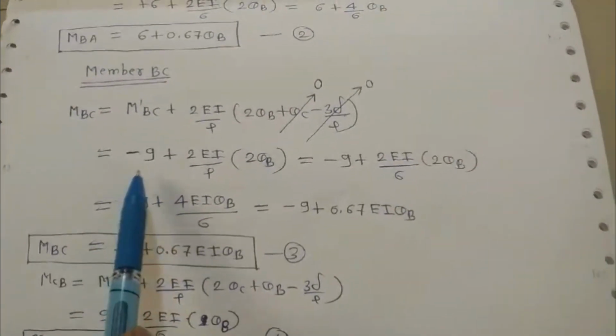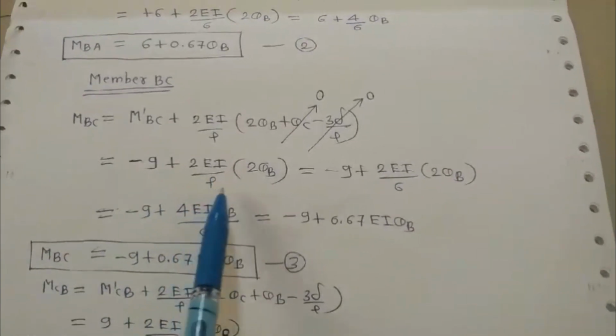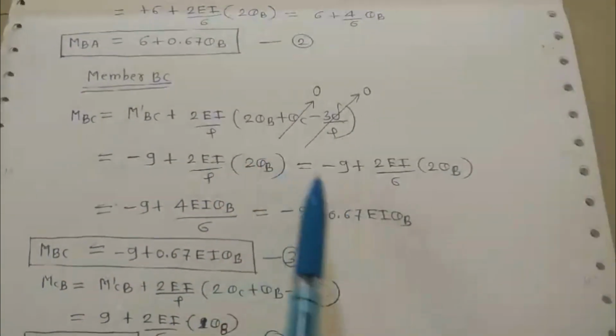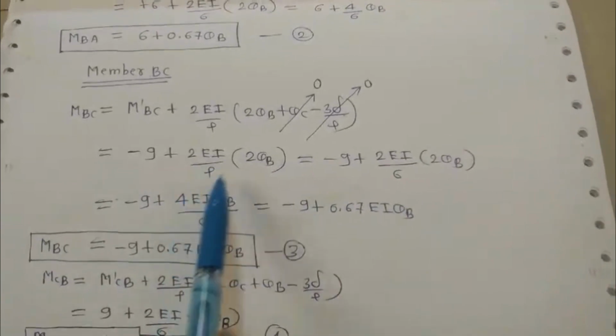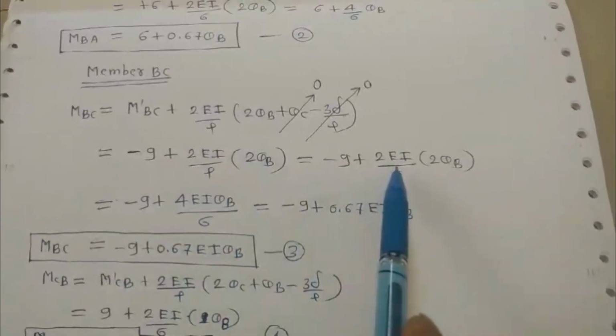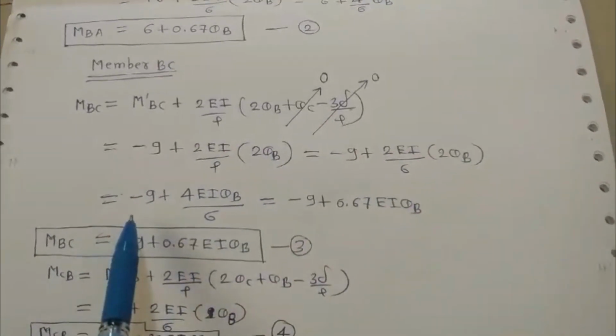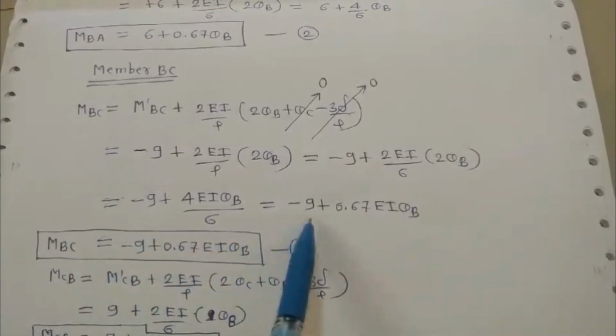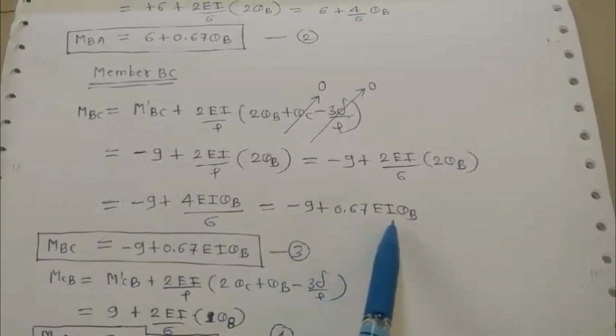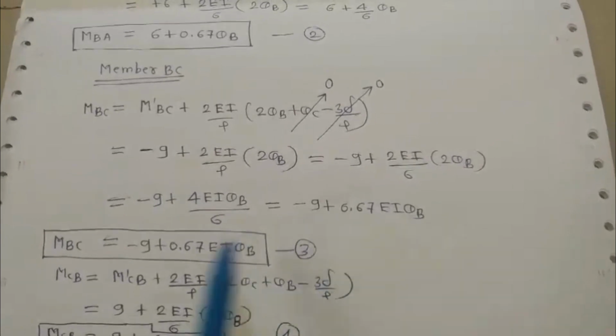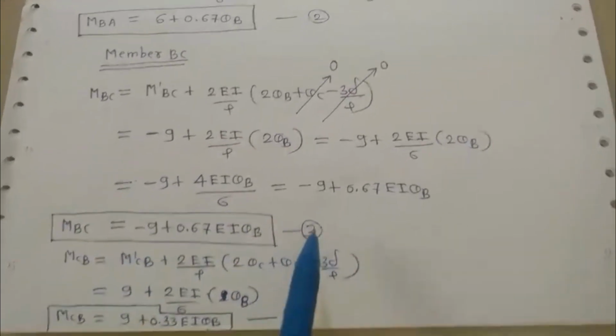So you will get minus 9 plus 2EI upon L in bracket 2 theta B. Putting the value of span, L is 6 meter, so you will get, after simplifying, MBC is equal to minus 9 plus 0.67 EI theta B. So this is equation number 3.